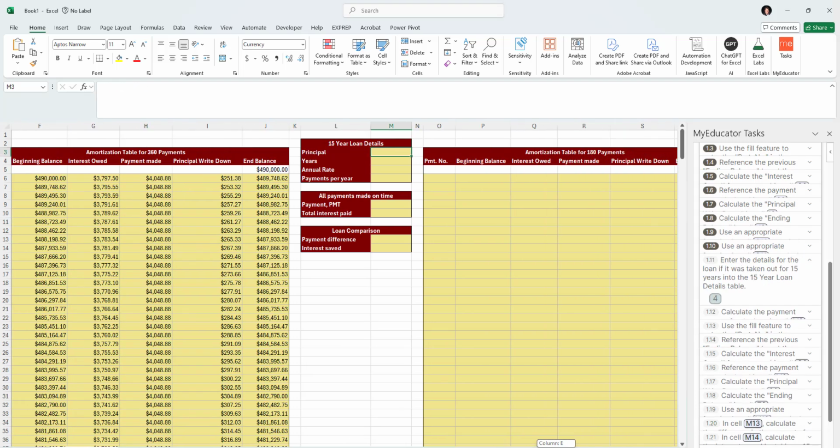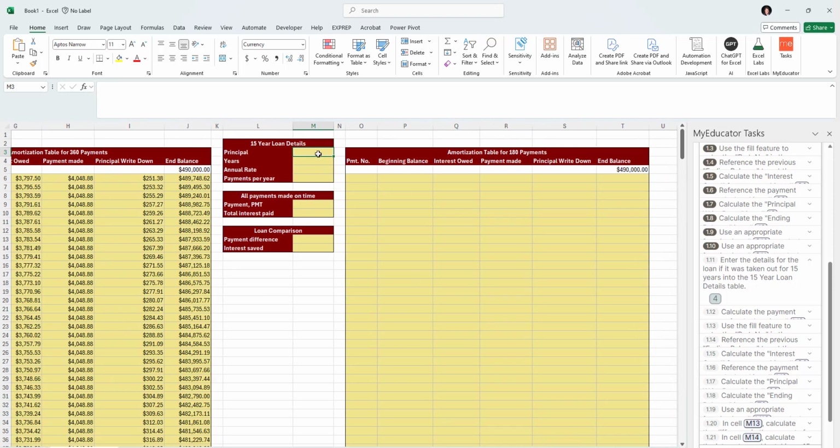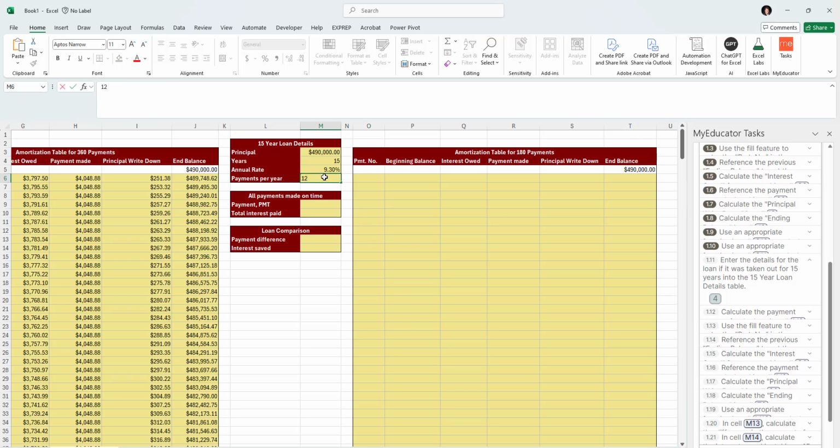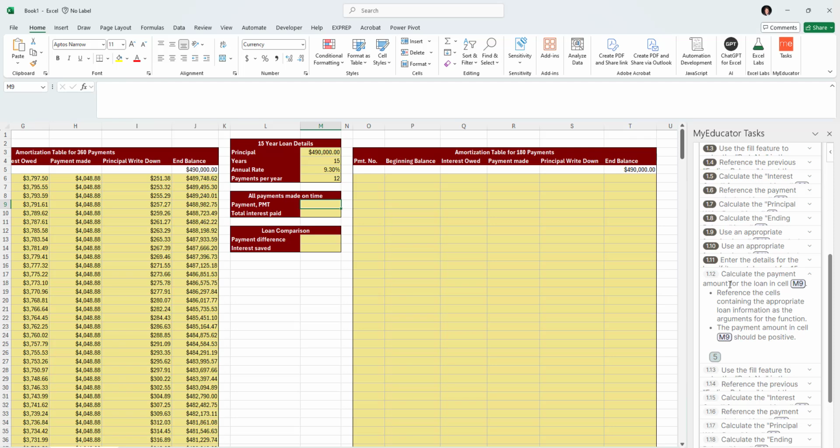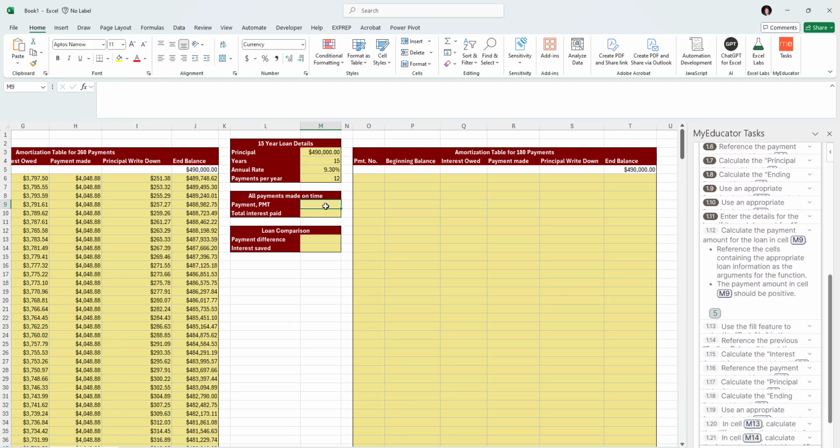Enter the details for the loan if it was taken out for 15 years. Okay, so principal $490,000, 15 years, annual rate 9.3%, monthly payments. Calculate the payment amount, make it a positive number. So the rate has to be divided into the rate per period, so divided by 12. Number of periods is now 15 times 12. Present value is here. Future value, 0. Type, end of the period, which is 0.